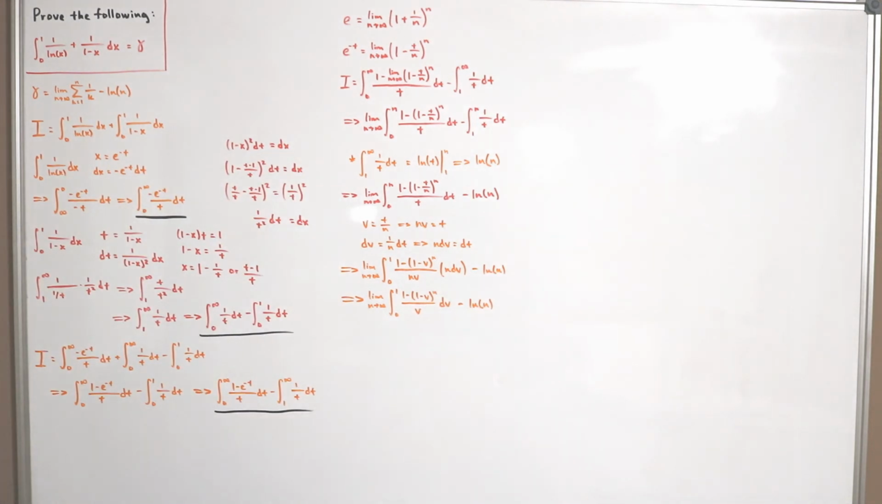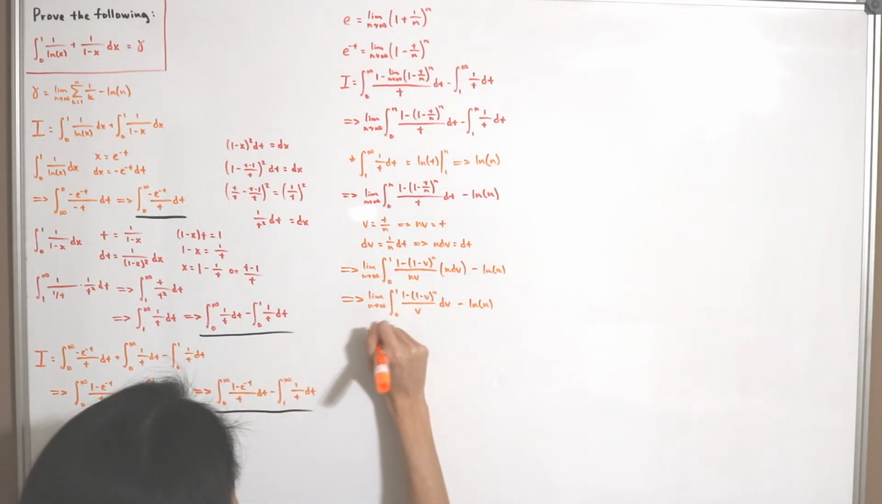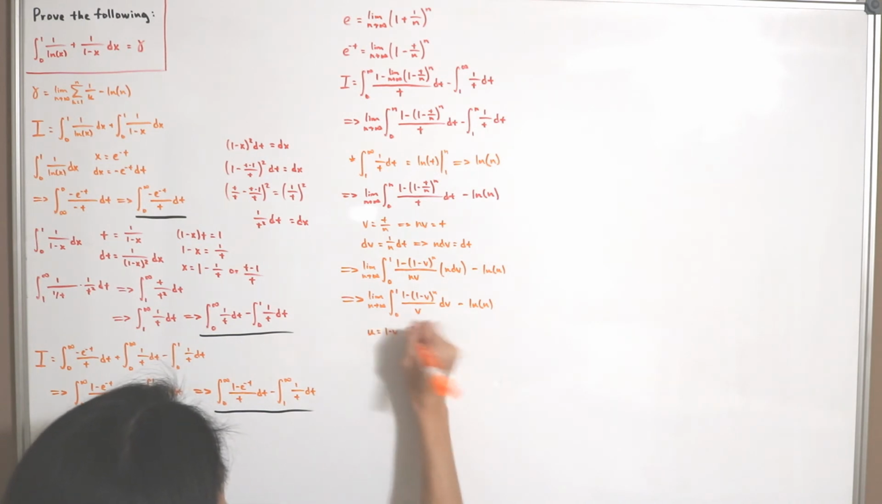Now, we're actually going to do another substitution. And you know what? I'm just going to call this u, because I've been saying u a lot. So we're going to let u equal 1 minus v.